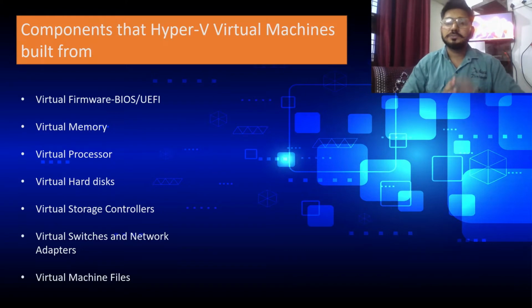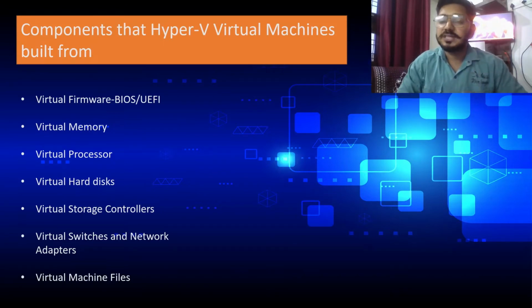So let me tell you, in case of a physical computer, we have got a central processing unit, CPU, we have got the memory, we have got hard drives. So a physical computer is built of all these components. The same way, a virtual machine also has all these components.